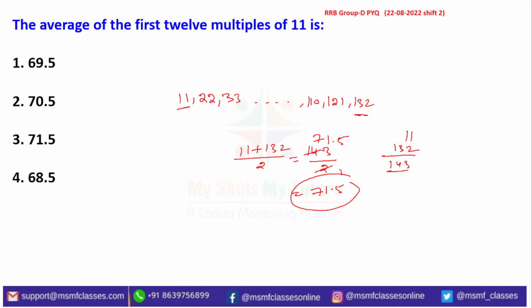There are some other techniques also, but I think this is the simple way to calculate the correct answer in less time. See the options. Which option is correct? Option 3, 71.5 is correct. This looks like an arithmetic progression, where the difference between two consecutive numbers is the same. Right, next question.